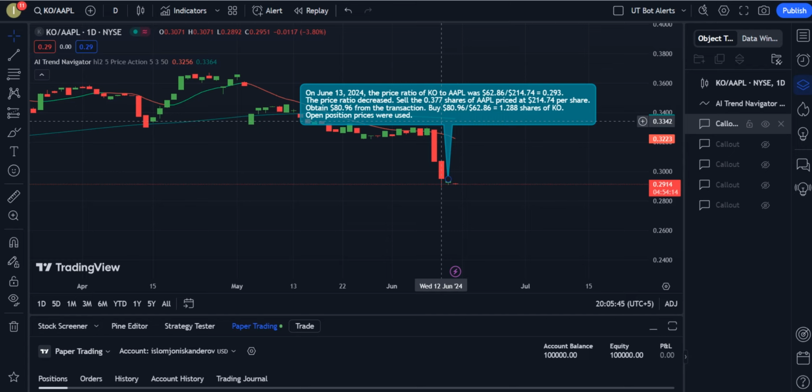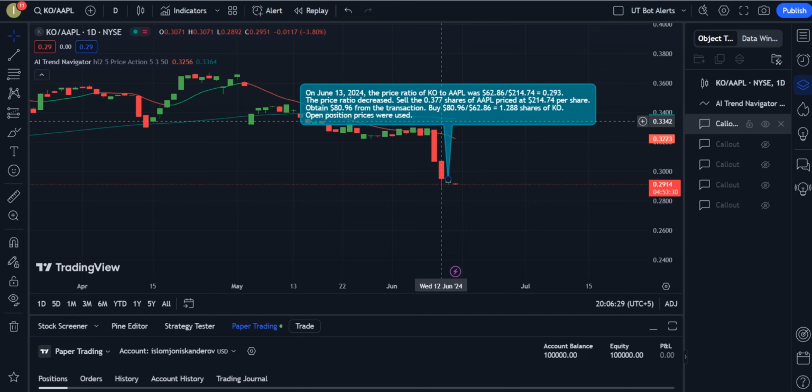And so we see that the price ratio decreased from the previous transaction. And so we would sell the 0.377 shares of Apple that we had obtained from the previous transaction, and we would obtain $80.96 from that transaction. And using that $80.96, we would buy 1.288 shares of Coca-Cola stock. And the open position prices were used for this transaction. So the prices of these stocks that you see here are the prices when the New York Stock Exchange opened on June 13, 2024.